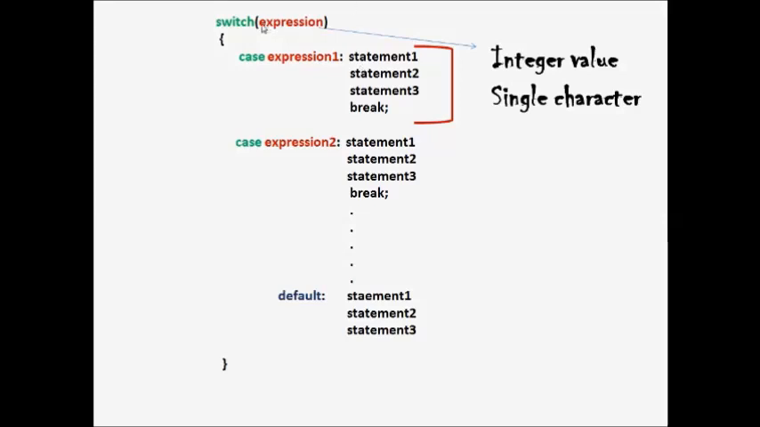If the value of this expression in the parentheses is the same as the value of expression 2, then this group of statements will be executed. Now if the value of the expression in the parentheses doesn't match any expression of the case labels, in that case the group of statements having the label default will be executed. Now as you have noticed, each group of statements has a break statement at the end, so what is the significance of this break statement? This we will see in this tutorial.